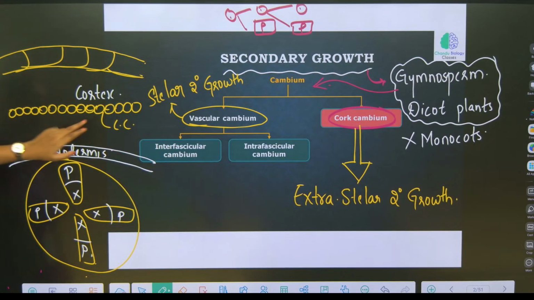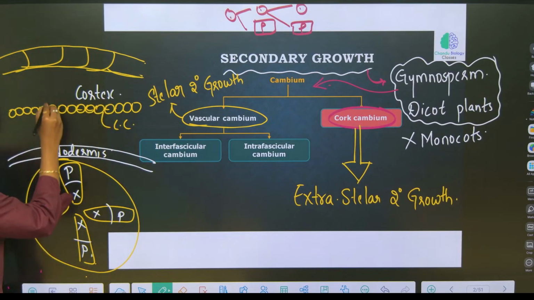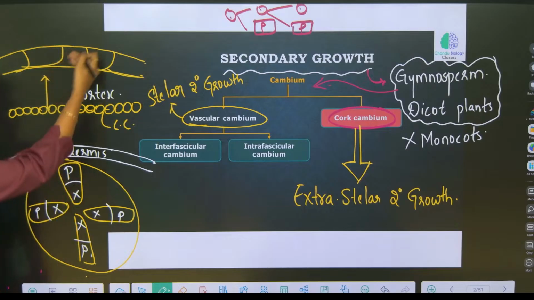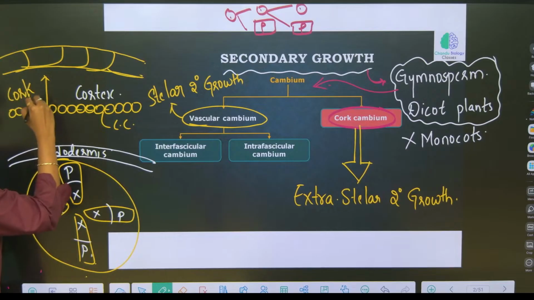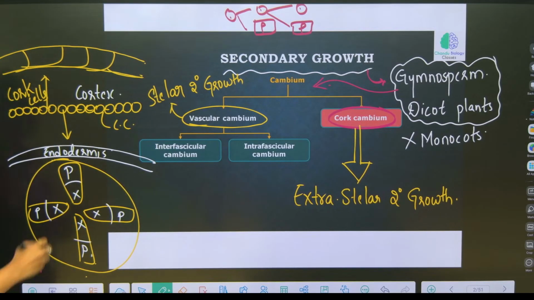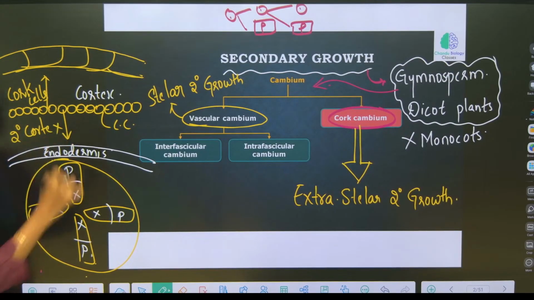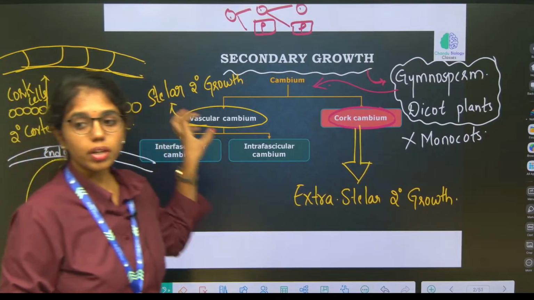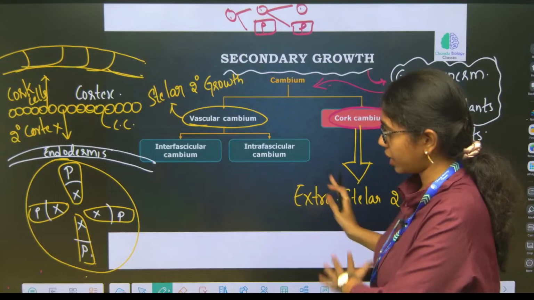Cork cambium in the cortex region will undergo meristematic activity, wherein those cells which are formed towards the epidermis are called cork cells, and those cells which are formed towards the endodermis are called secondary cortex. Fine. This is the gist about extrastellar secondary growth. About this we will learn more in the coming slides.